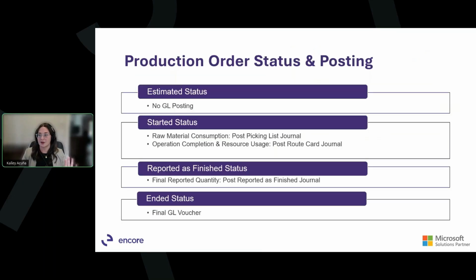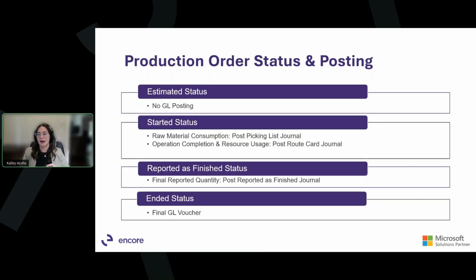And now I put this together in another format to help understand how the transactional steps line up with the financial steps. So you go through this production process and the production order is going through these different statuses, right? Those are represented in the purple bars: estimated, and then a production order is started, and then a production order is reported as finished, and then it's ended. So when you're estimated, there's no GL posting. When it's started, that's when you start picking components and going through your operations. Reported as finished is your final quantity. Those journals get posted directly to the GL. And then finally it's ended, and that final snapshot of that production order gets pushed to the GL.